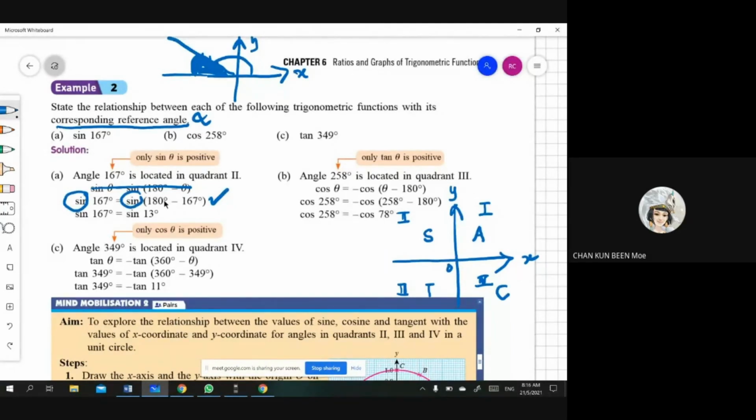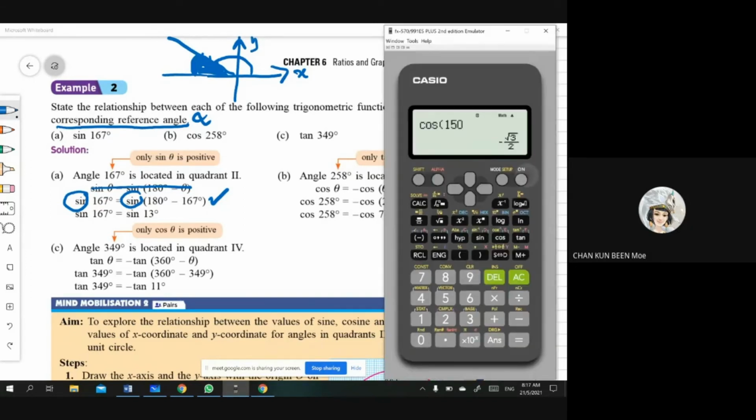So after we minus, we get 13. So directly sine 167 is equal to sine 13. You can check with your calculator. Okay, let me show you. Sine 167. Can you remember the figure over here, 0.2249? Can you remember this? Now I press sine 13. Are they the same?